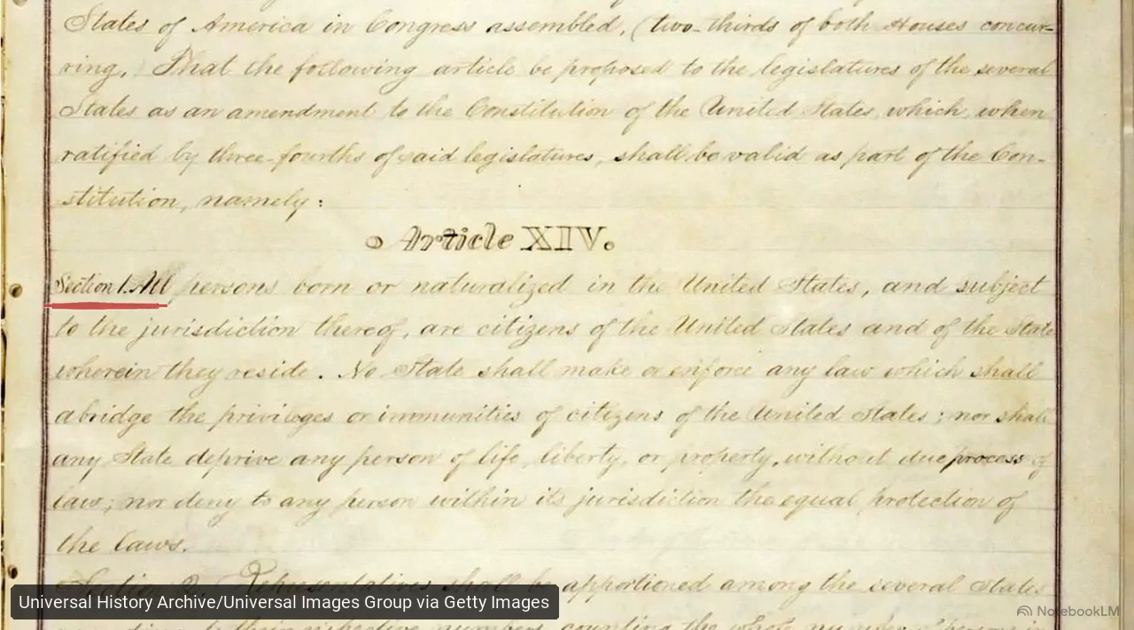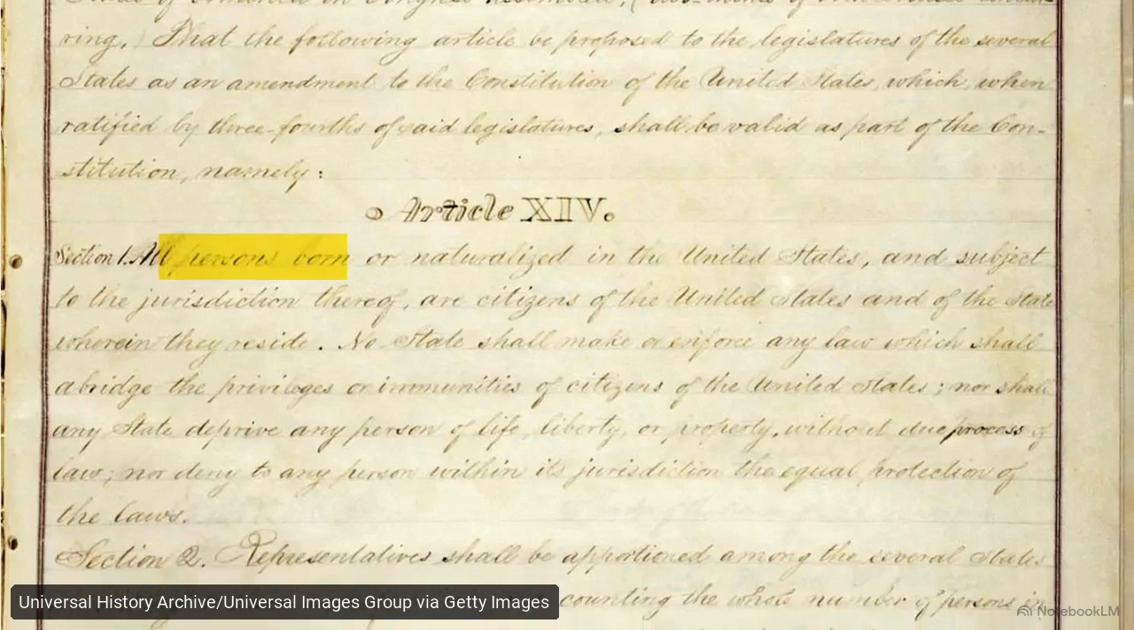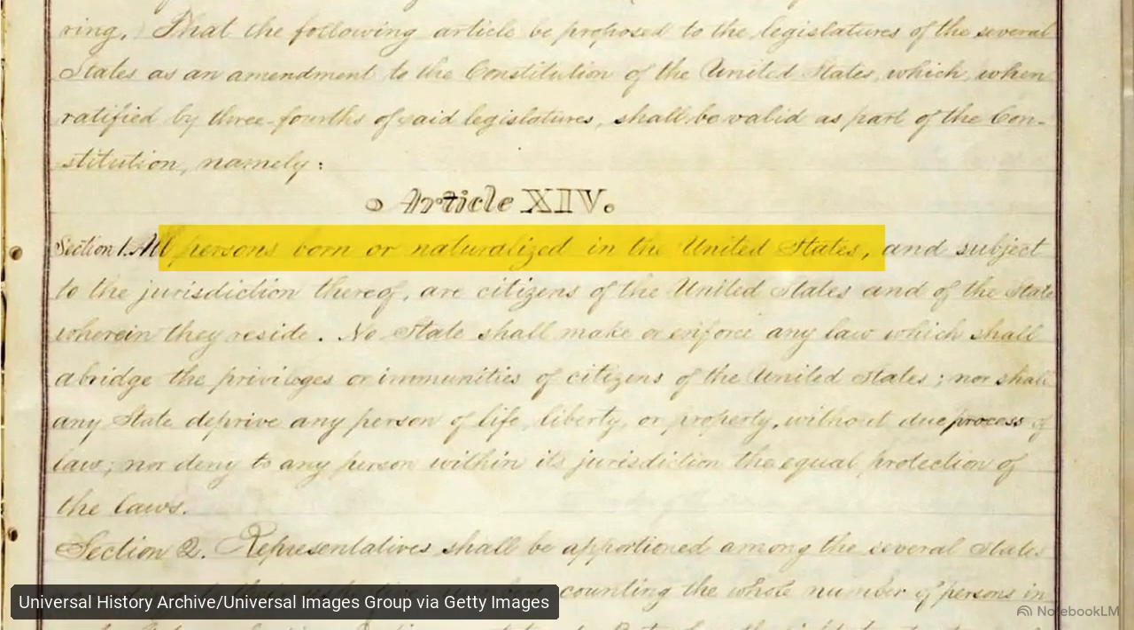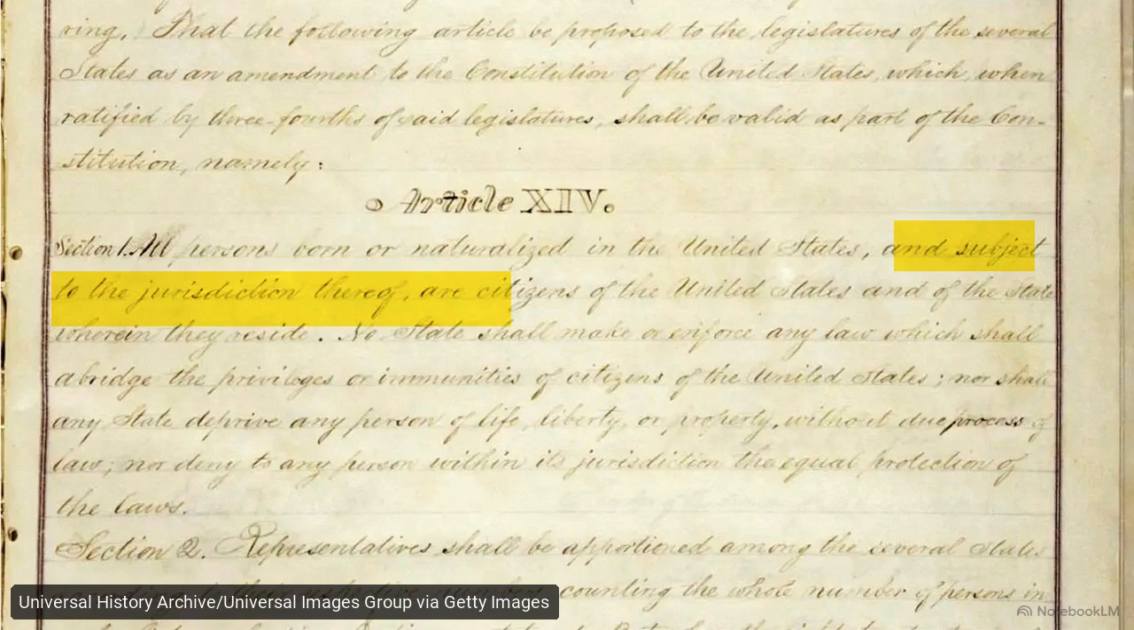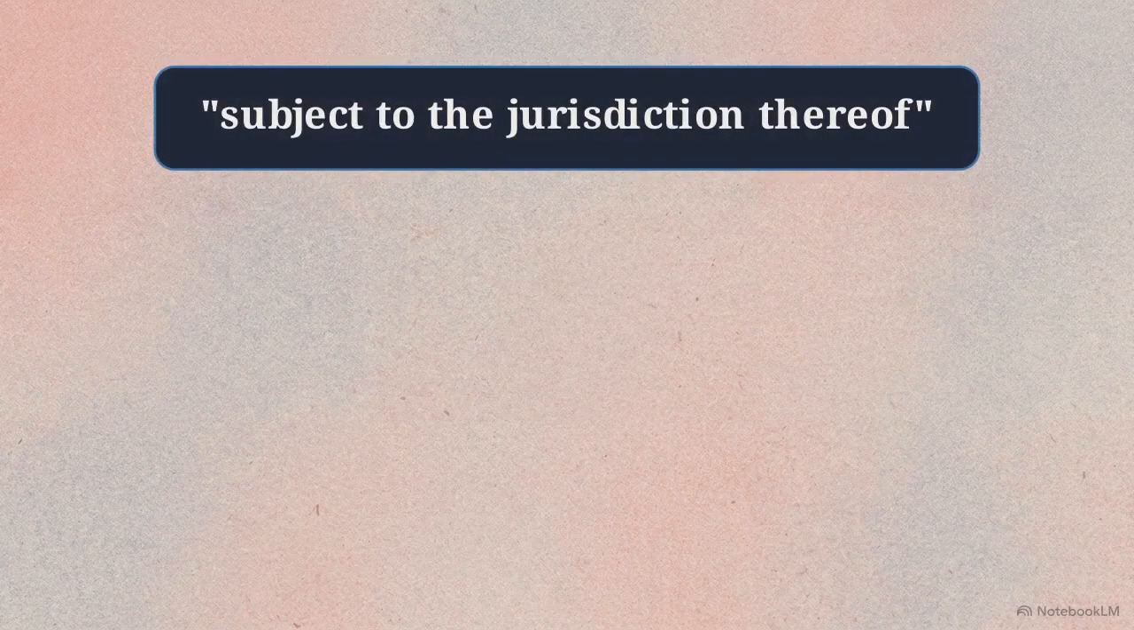This document shows Section 1 of the 14th Amendment. The Citizenship Clause reads, "All persons born or naturalized in the United States and subject to the jurisdiction thereof are citizens." The ideological divide centers on 7 words, "and subject to the jurisdiction thereof." The bench broke into factions over 2 distinct definitions of jurisdiction.